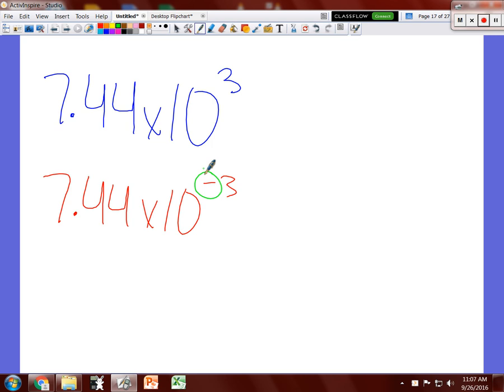Because if we write the expanded version of this, since this is a positive exponent, you know that that number is what compared to 1? Greater than 1. So how do I move the decimal to make it greater than 1? To the right. So this number now becomes $7,440. Would you want that amount of money?